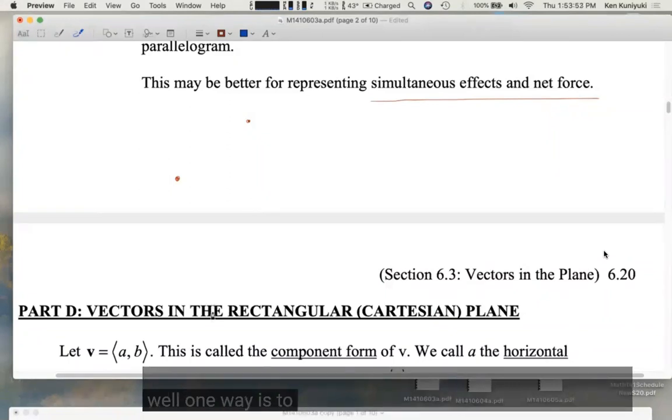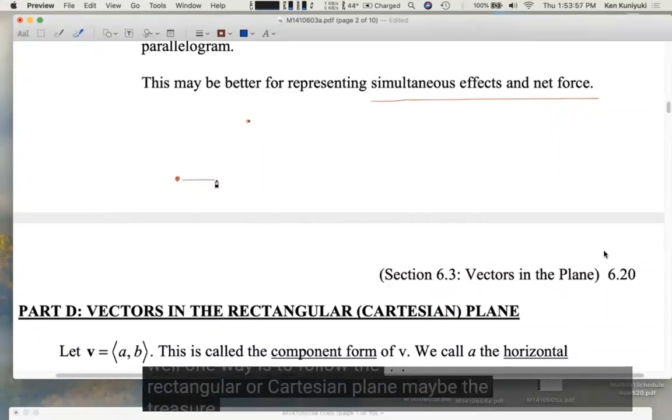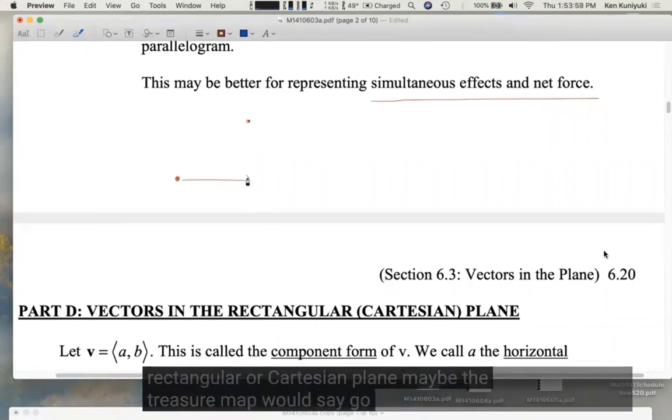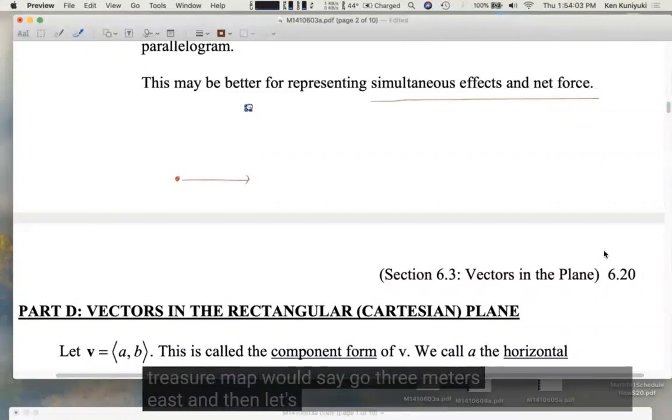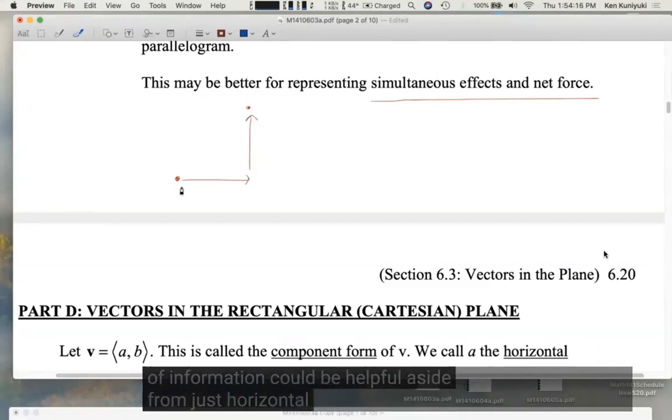Well, one way is to follow the rectangular or Cartesian plane. Maybe the treasure map would say go 3 meters east, and then let's say 4 meters north. And then you could dig and find your tickets. But what other pair of bits of information could be helpful aside from just horizontal displacement and vertical displacement?